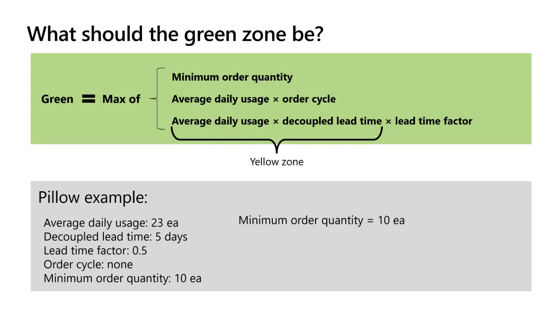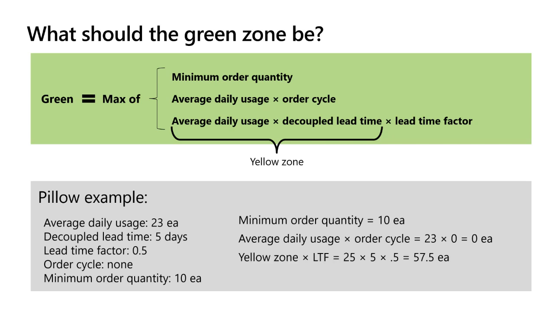So our first option for what the green zone could be would be the minimum order quantity, which, as we just said, would be 10 eaches. Our second option is the 23 eaches of the average daily usage times the order cycle, which is 0. So this option would result in a green zone of 0. And our third option is to take the yellow zone times the lead time factor, which gives us a result of 57.5 eaches.